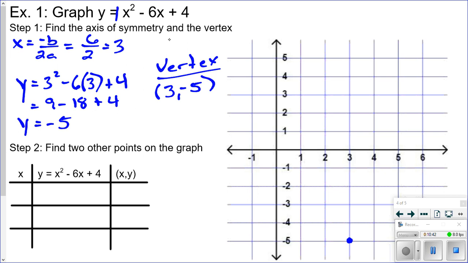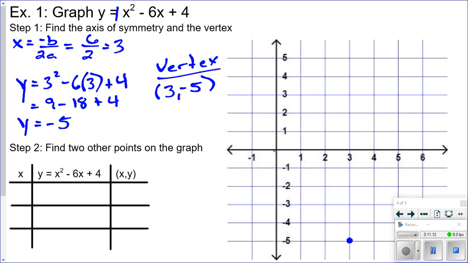Now the other thing we should think about is which way is this going to open? Is it going to open up or is it going to open down? And what determines that is the coefficient on x squared. If it's a positive value, it opens up. A negative value, it opens down. So our coefficient is 1. So this is going to open up over here. Okay. So I have 1 point. Let's pick 2 more points and see what we get.